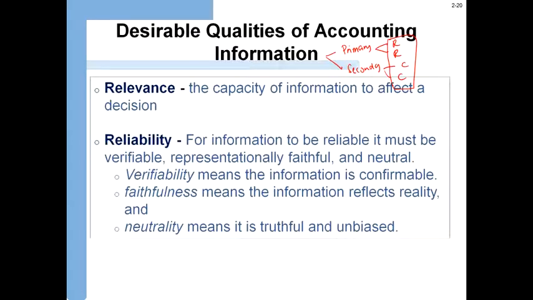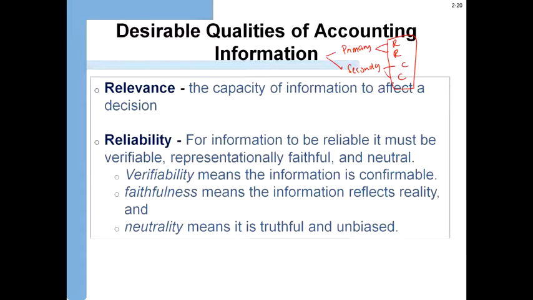So what is relevance? Relevance is the capacity of information to affect a decision, which means that from your accounting information, it will affect the decision making. Okay. Now let's go to the reliability.